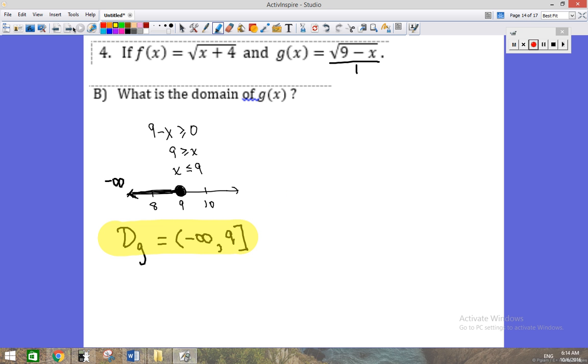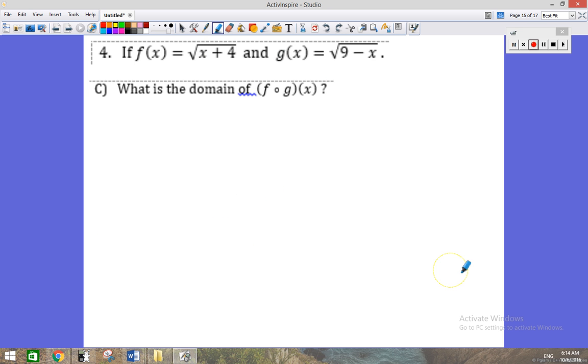Alright, so let's take a look at part C. The domain of the composition. So again, when you're finding domain, I'm not saying that it's always easy to find the domain, but the considerations, the starting point is always the same. The domain is the set of all real numbers, excluding any values that cause division by 0, and excluding any values that cause us to take the square root or even root of a negative number.